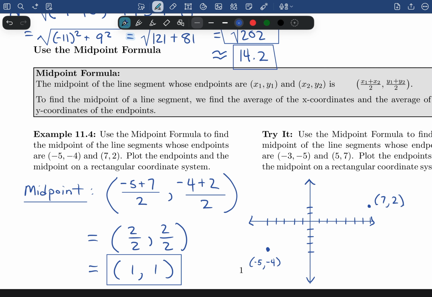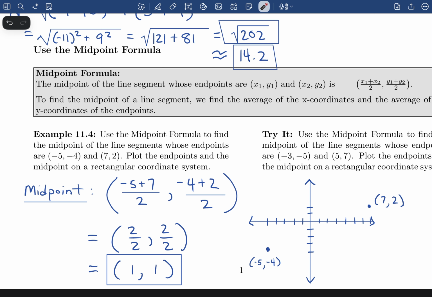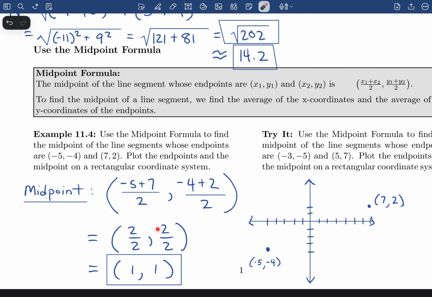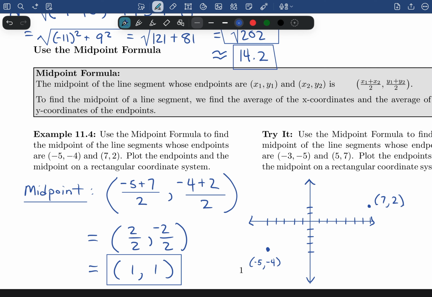And so I have calculated the midpoint. It's the point (1, 1). Let's see if it looks like it's halfway between the 2 points. Okay. And so I've got that point (1, 1). Does that look like it's the midpoint? I see what's wrong. I needed here to say -4 plus 2 is -2. All right, so negative 2 there. And negative 2 divided by 2 is negative 1 there. I was just missing that negative.